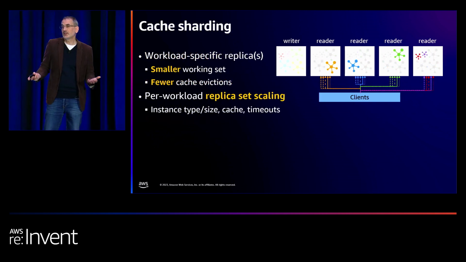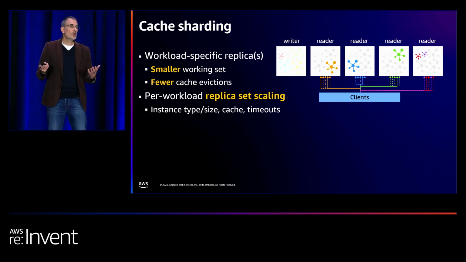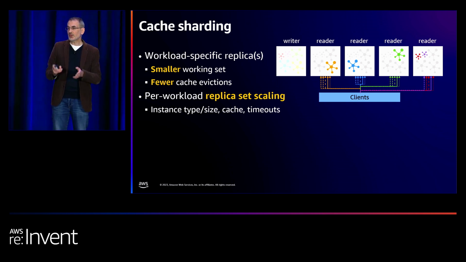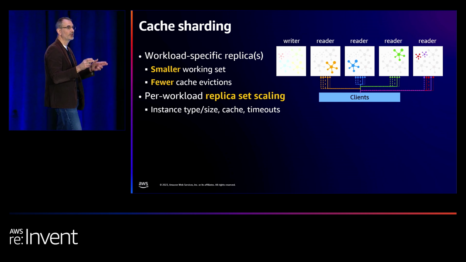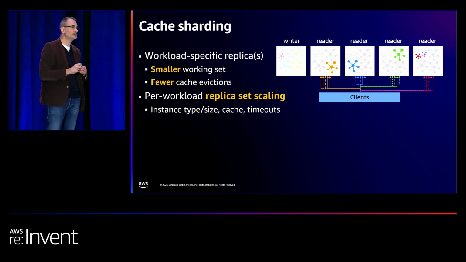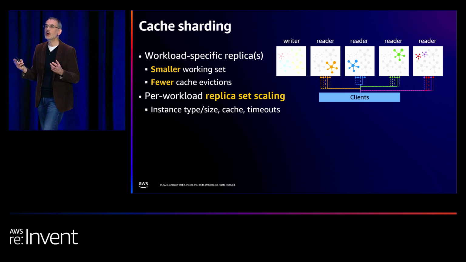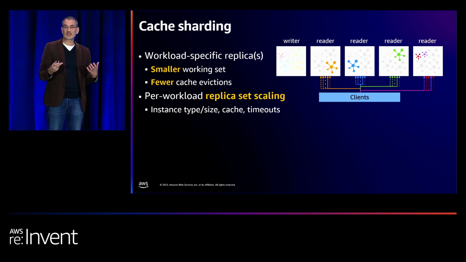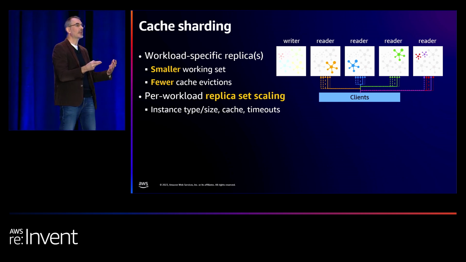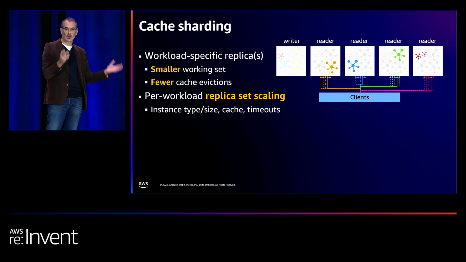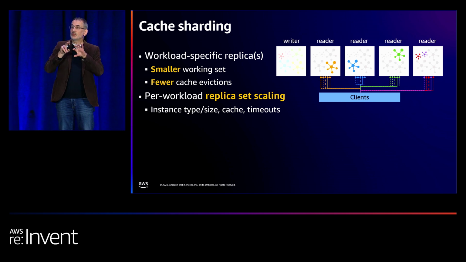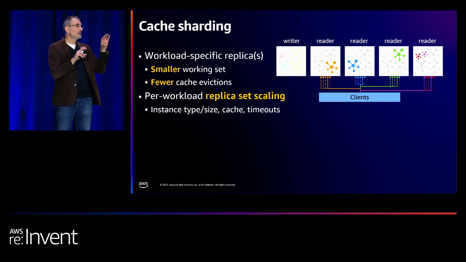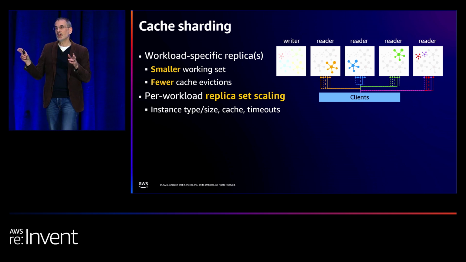Well, there's a well-understood technique called cache sharding, which is effectively routing specific workload traffic to an individual replica or a set of replicas that are dedicated to servicing that workload. That way, hopefully, you end up with a smaller working set. You don't have a very large aggregate working set. You have a smaller working set, so it's more likely you can size instances and the buffer cache to accommodate that working set, so you get fewer cache evictions. And then you can tune individual replicas or sets of instances according to the workload needs.